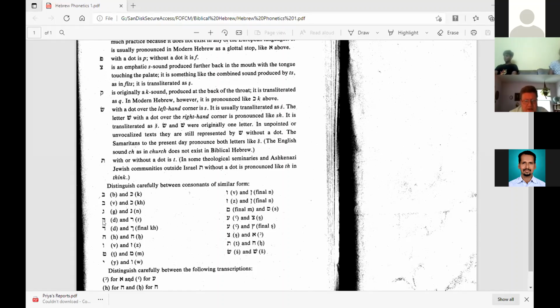The Daleth and the Resh. The difference is that the Daleth has almost a 90-degree turn at the top right, and the Resh has a rounded turn at the top right.